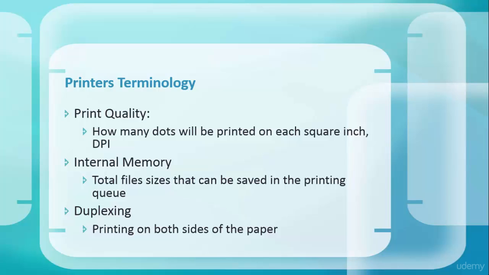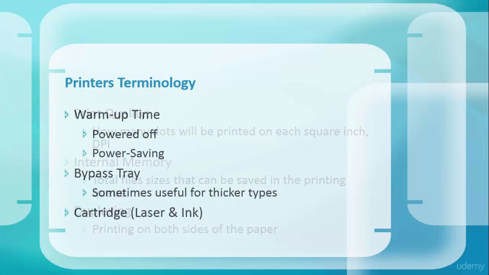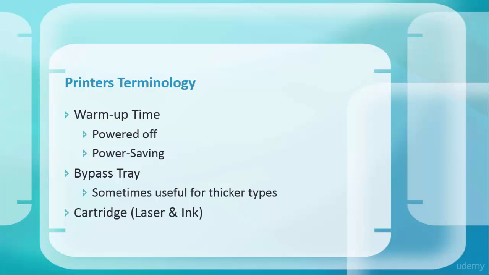Duplexing is very useful, nature-friendly, and saves you a lot of paper. You are always encouraged to get a printer that supports printing on both sides of the paper automatically. Warm-up time is the time the printer takes to print the first paper after turning the printer on, and some people refer to it as the time needed to print after being in power-saving mode. It's not very important unless the speed is crucial for the user.